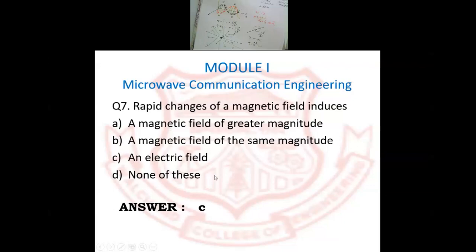We can say electric field here. Because a magnetic field of a greater magnitude or the same magnitude doesn't matter. So rapid changes of a magnetic field means what? There is a change in the magnetic field, dB/dt. Rapid changes in the magnetic field produce the electric field. Likewise, this is the electric field.